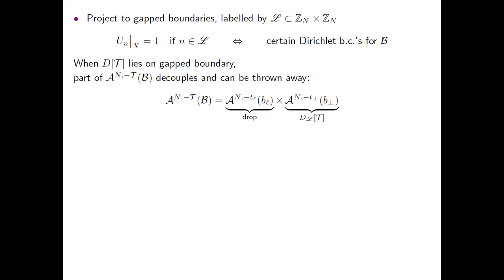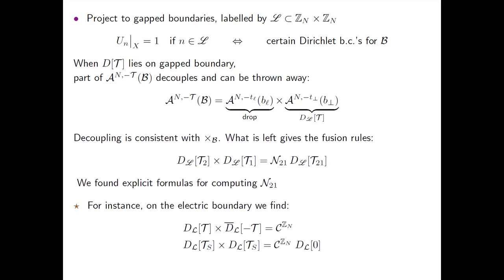Now, these projections are a certain Dirichlet boundary condition for this B. As I said before, for instance, the electric boundary condition sets B2 to zero, or the magnetic boundary condition sets C2 to zero. And so when you do that, out of this theory here, since a piece of B is set to zero, a piece of it decouples. Here BL is the part that is in B that is set to zero, and this can be dropped consistently. So you are left with a smaller theory that couples the gauge fields that are not projected out at the boundary. And it turns out that this procedure of dropping these pieces is consistent with the fusion.